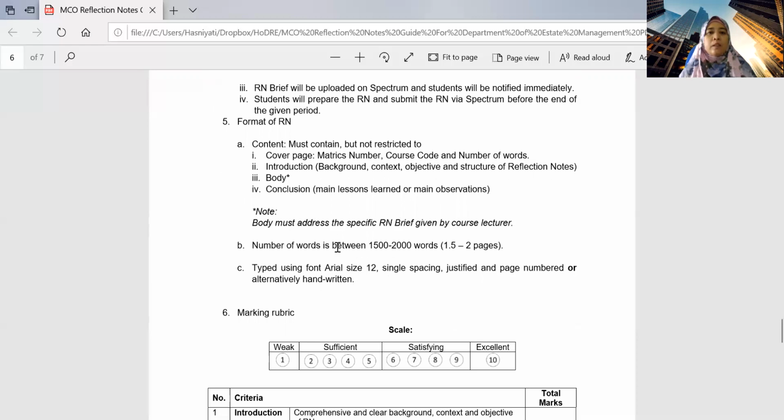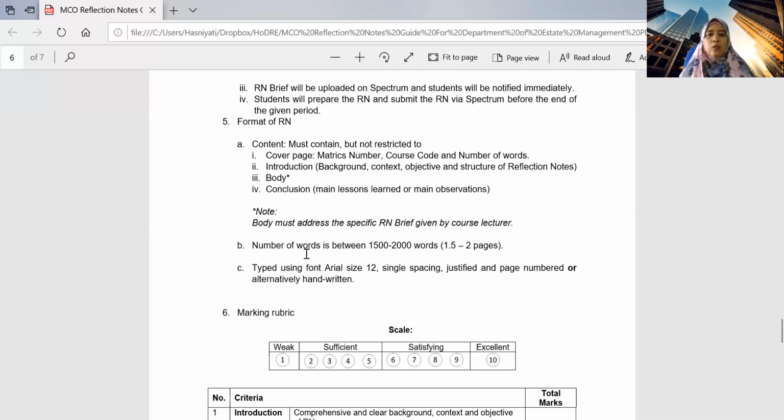The number of words is between 1,500 to 2,000 words, which is about a page and a half to 2 pages long. The note may be typed or handwritten. If you type it, use font Arial, size 12, single spacing, justified, and page numbered. It's only 2 pages, so shouldn't be any problem for you to do the page numbering. Or you can write it by hand.